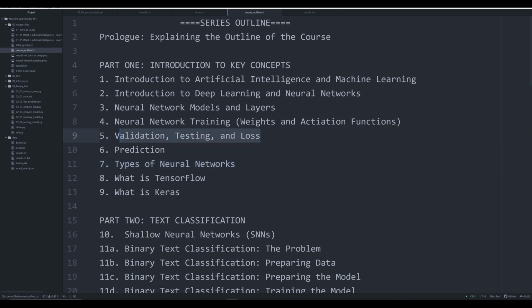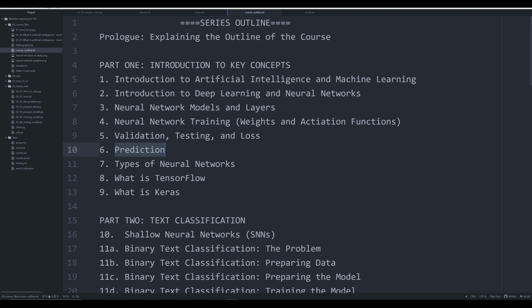In the last video, we looked at validation, testing, and loss, and we saw that our neural networks were trained on training and validation data sets, and then they were tested with testing data. And we looked at the role of loss in that training process. In this video, we're going to be talking about a new concept, prediction.